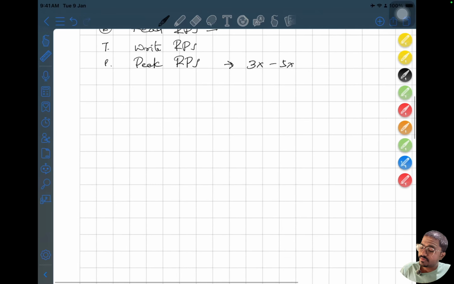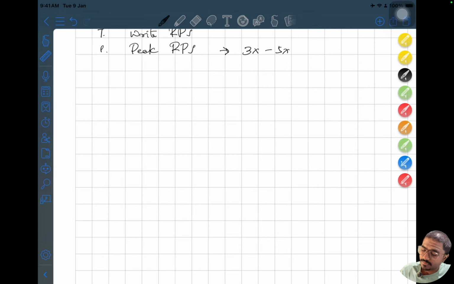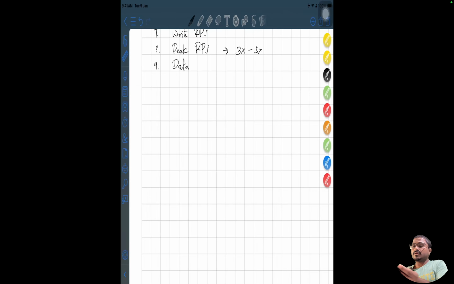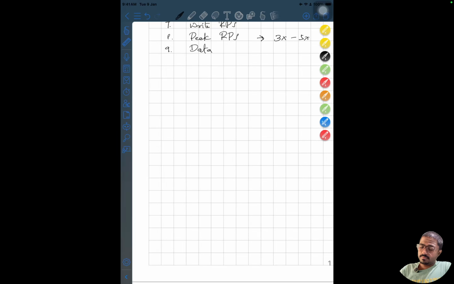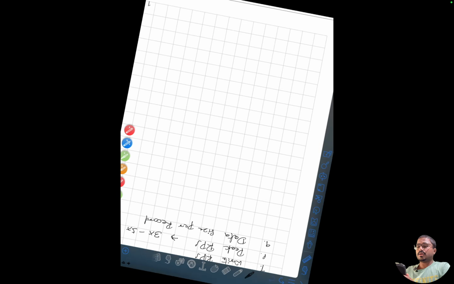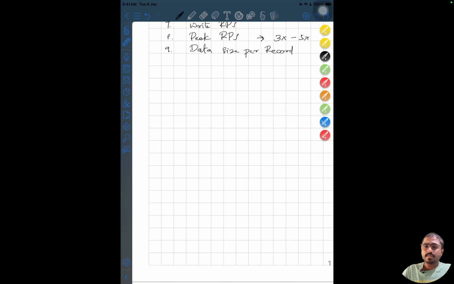Then we have data size per record. If any request comes when they write data, we need to have the data size. Data size per record, so that it is easy for us to calculate how much data will come.